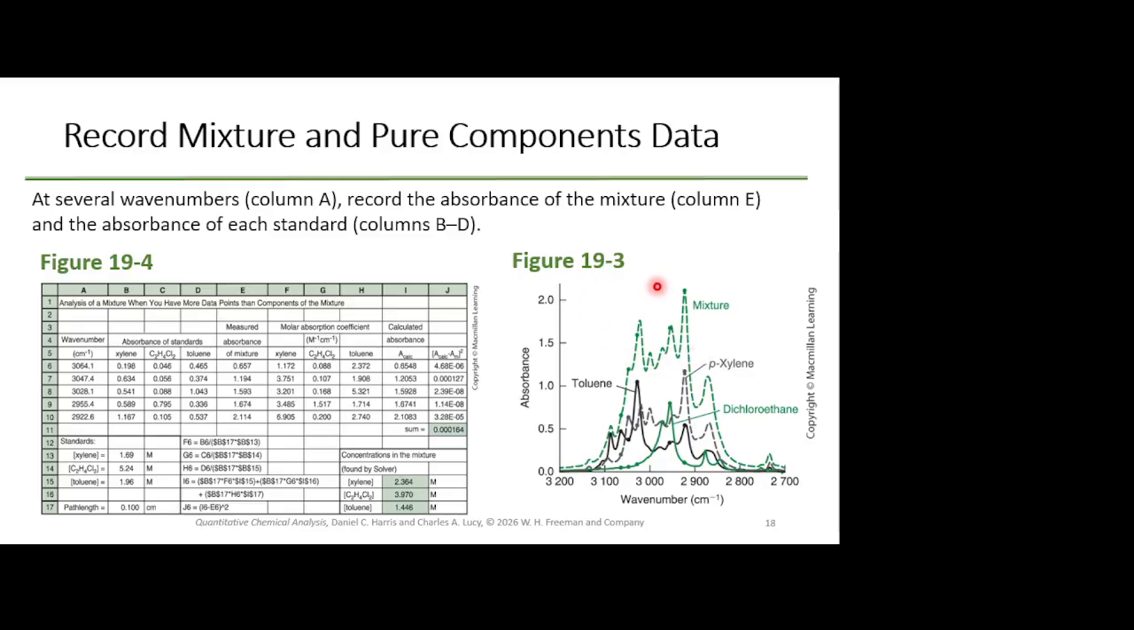We're going to enter them in at several different wavenumbers. That's going to be our column A here, the wavenumbers of our bands. And then we're going to record the absorbance of the mixture, and that's going to be column E here. Then we're going to record the absorbance of our standards and put those into these columns for the different substances at those different wavelengths. So we would run a p-xylene, a dichloroethane, and toluene, all individually. Is that making sense so far? Make sure that you do know the concentrations of those.